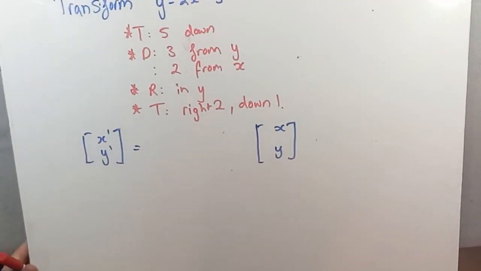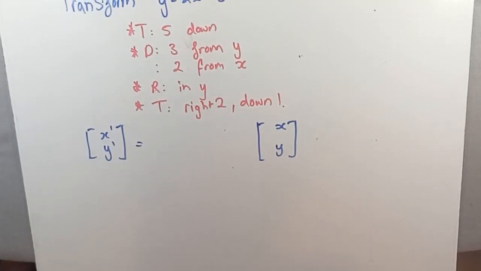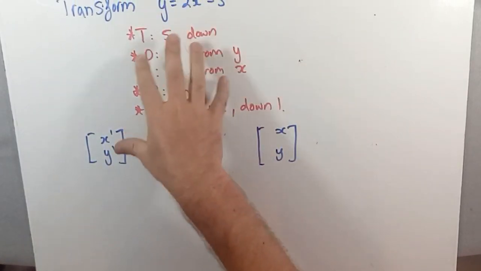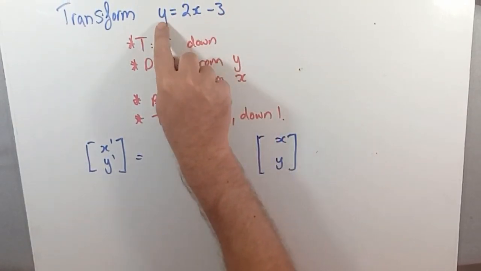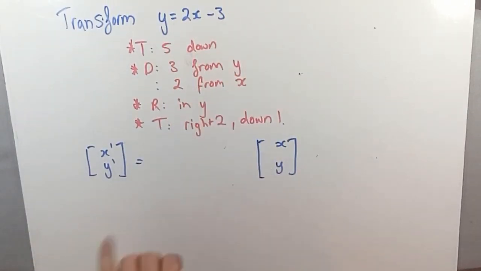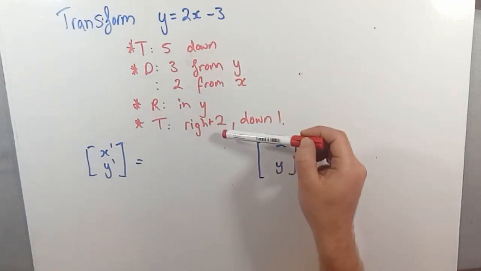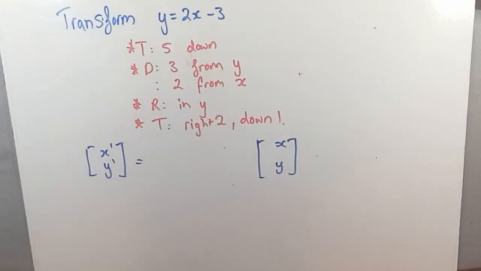Let's do another one. Okay, now this time's a bit more complicated. We've got a few more complicated transformations, but we've got a nice easy thing to transform. We've got y equals 2x minus 3. The first thing we're going to do, in this order, is translate down 5.